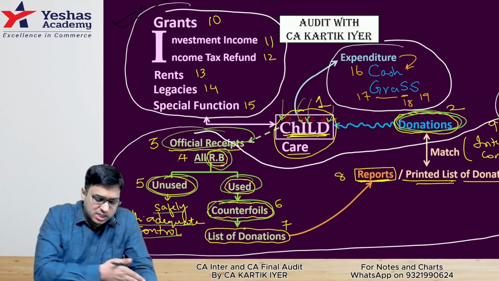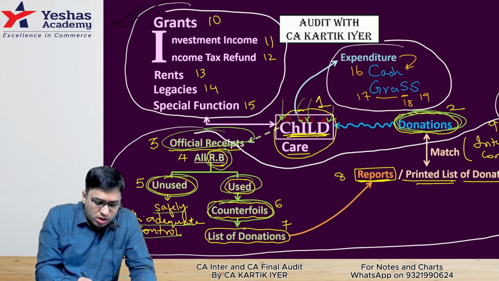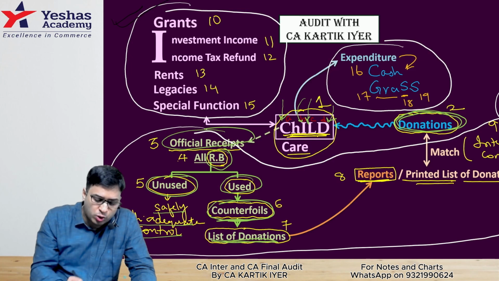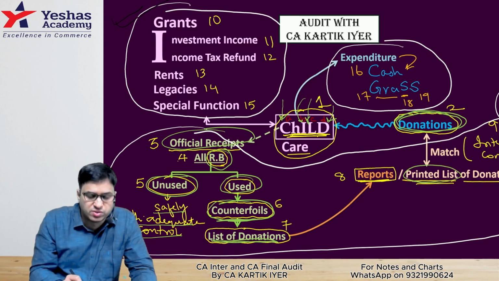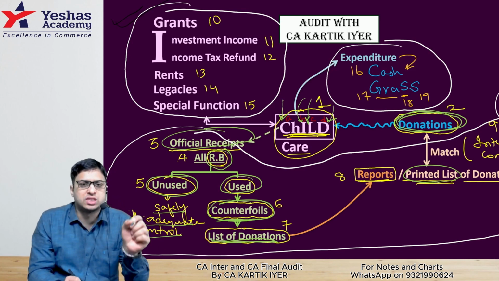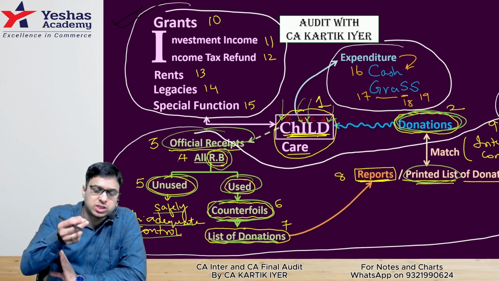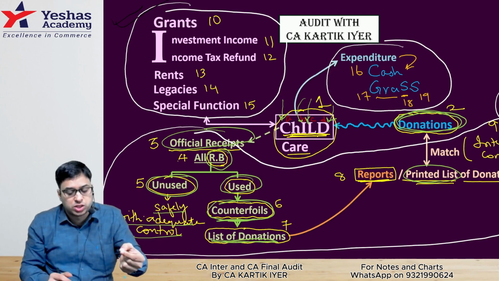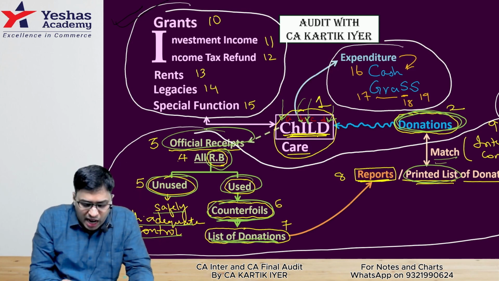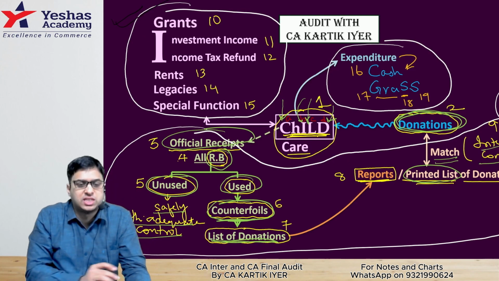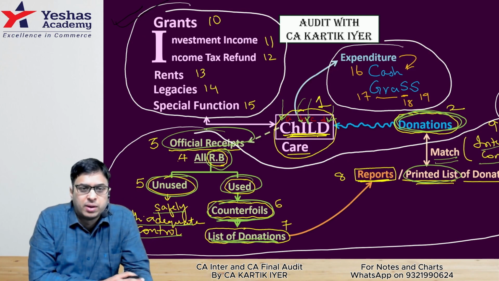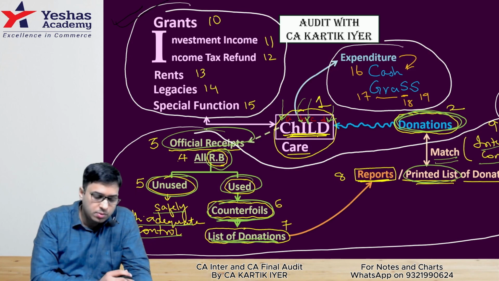Okay. Next is whenever a person gives us an amount, of course, we'll check the counterfoil and a list of donations will be prepared. The list of donations at the end of the year, we'll check with the reports or any printed list of donations which are there to verify whether the donations are genuine or not. Whatever money we have received in the form of donation and whatever is mentioned in the list of donations should match. And that is what is called internal control. We'll check the internal control regarding the money received in the form of donation.